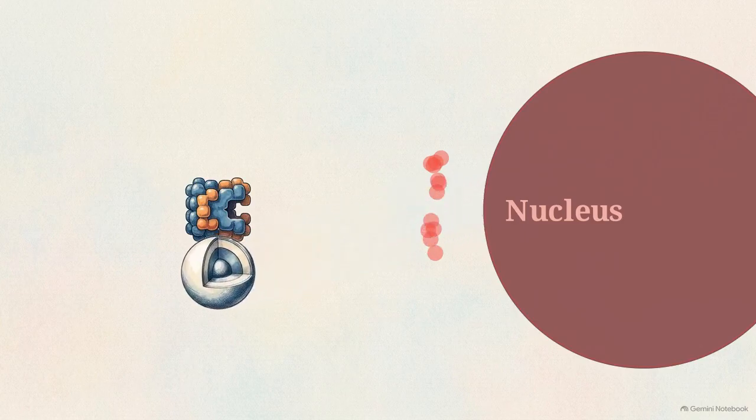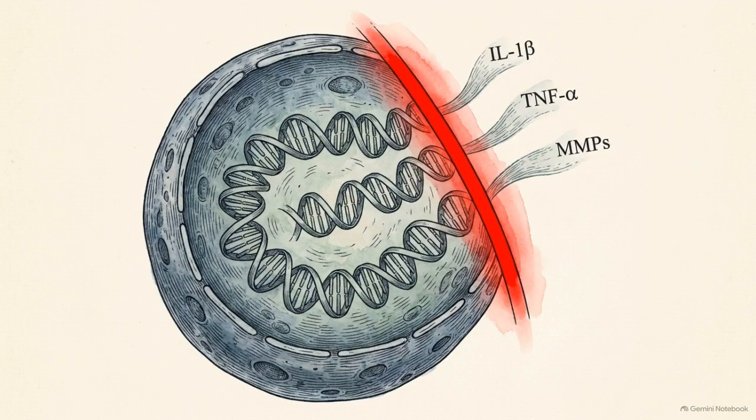Astaxanthin intercepts this by binding to the kinase complex, keeping the NF-kappa B inflammatory switch trapped and inactive in the cytoplasm. This intervention downregulates the genetic output of the cell. The production of interleukin-1 beta, tumor necrosis factor alpha, and the tissue remodeling matrix metalloproteinases drop significantly.